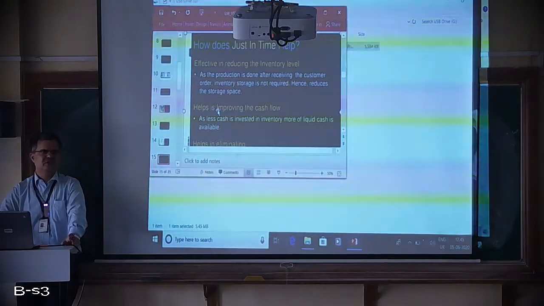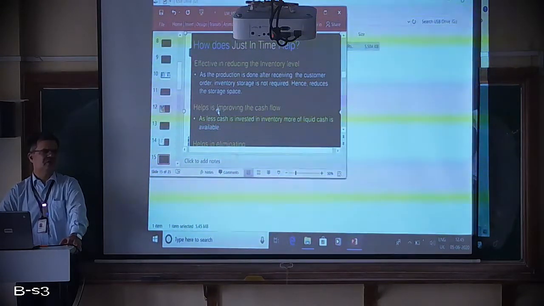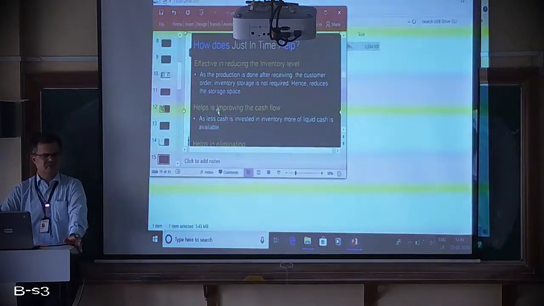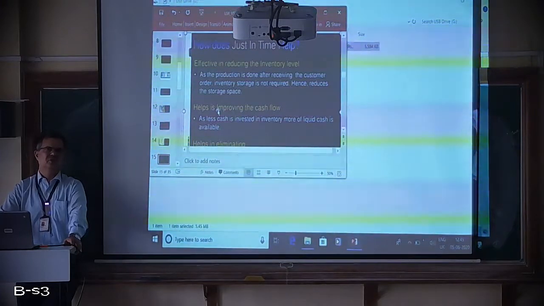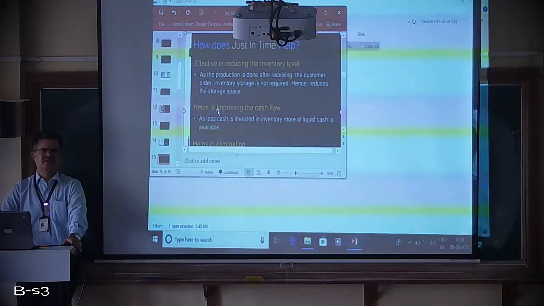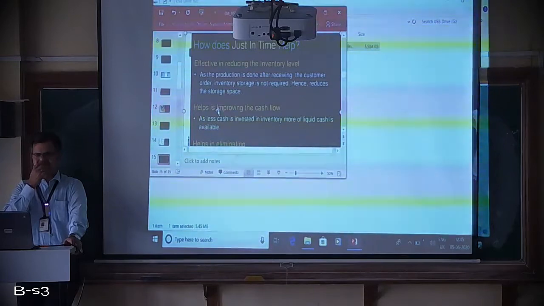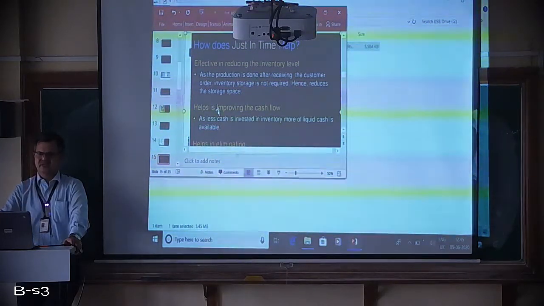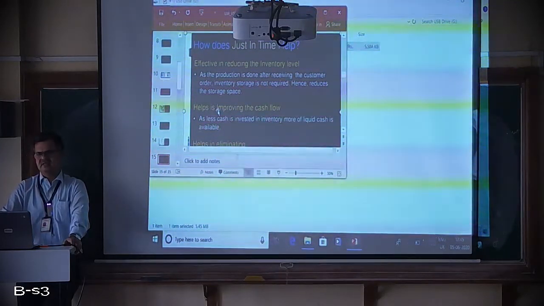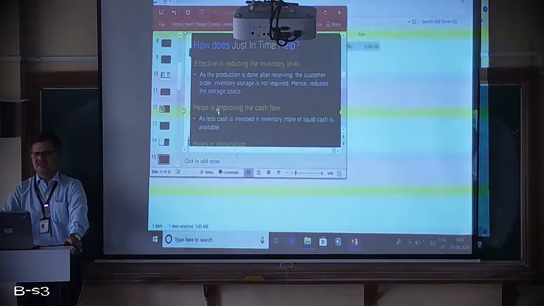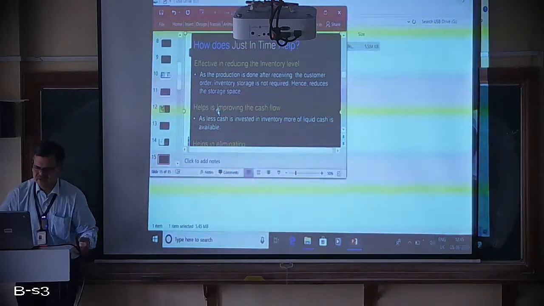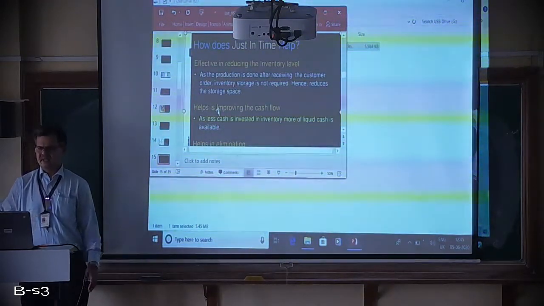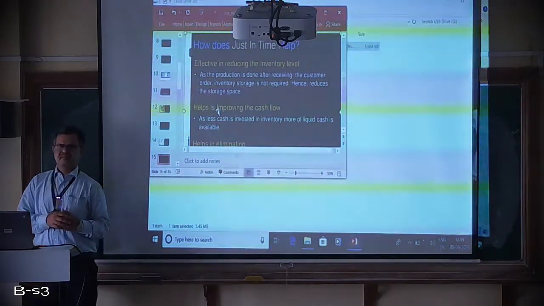So there is nothing to invest in a warehouse and no need for extra storage space. Not only for the end product, but even for the WIP. Nothing is going to be stored in the various workstations. So it reduces the inventory level at all levels. Because production is done only after receiving the customer order, inventory storage is not required and storage space is reduced. That is the first help of just in time.